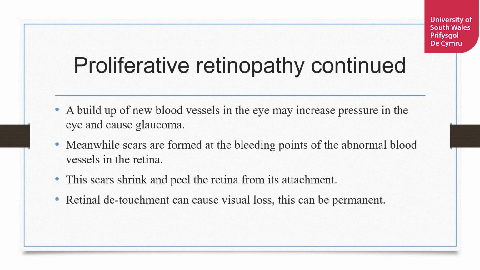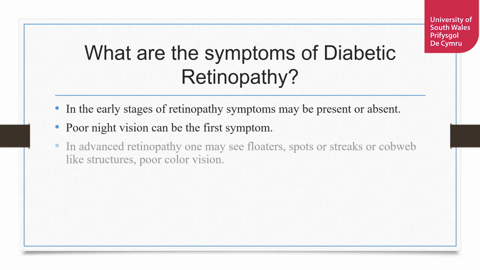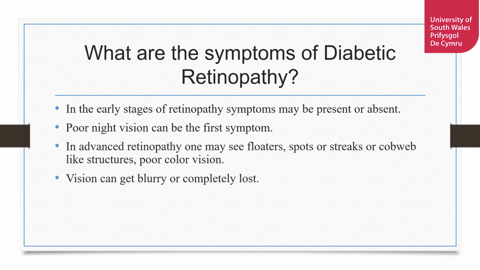This can be permanent. In the early stages of diabetic retinopathy, symptoms may be present or absent. Poor night vision may be the first symptom. In advanced retinopathy, one may see floaters, spots, or streaks, or cobweb-like structures, or have poor color vision. Vision can get blurry or completely lost.